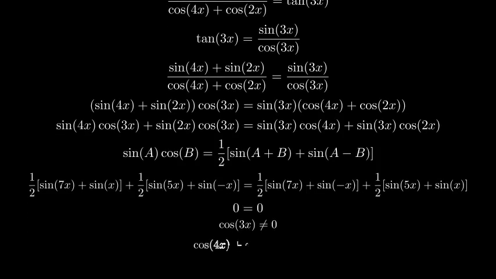We just need to exclude values where cosine of 3x equals 0, or where the sum of cosine of 4x and cosine of 2x equals 0. Let's verify this solution by plotting the left and right sides of our original equation. As we can see, except at the excluded values, both sides are equal.